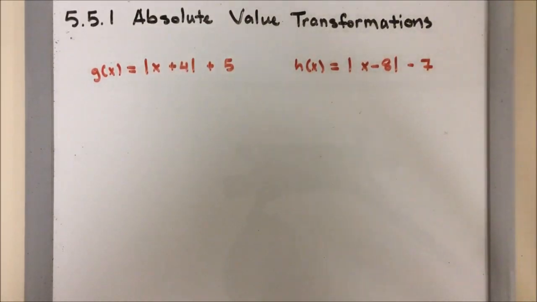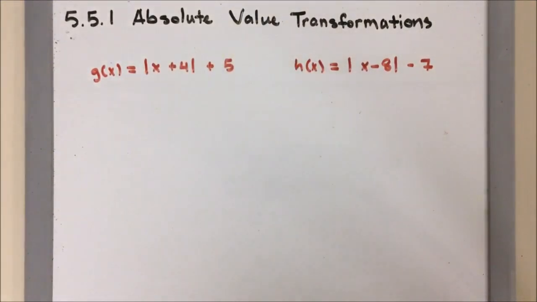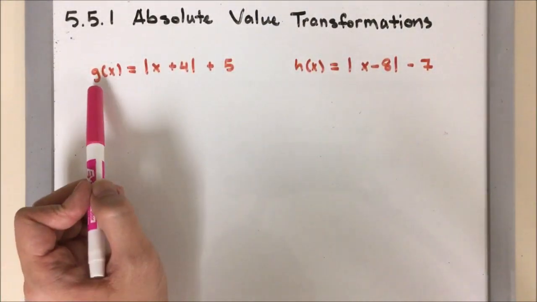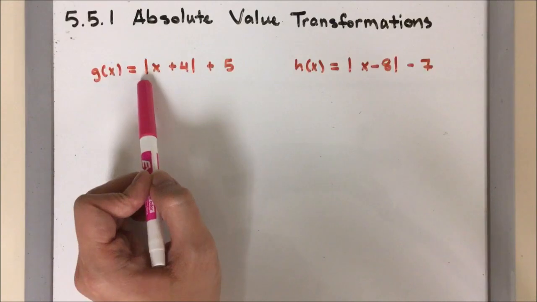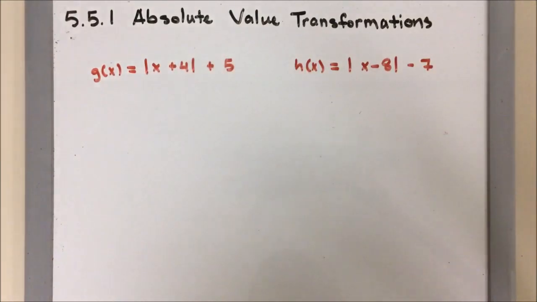So in this section, we're going to talk about identifying the translation transformation when you're given a function or given an equation. So let's look at our first example. G of x equals the absolute value of x plus 4, and then plus 5.